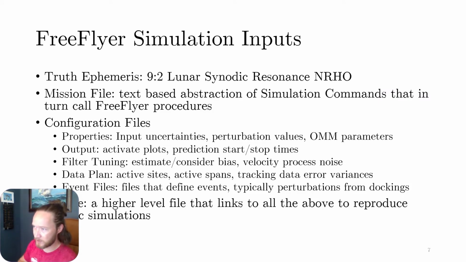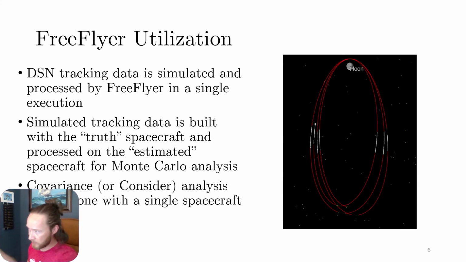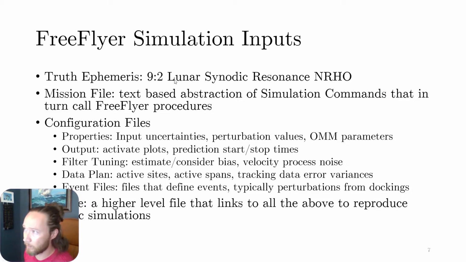So the simulation whose screenshot you just saw here. The inputs for that are our Truth ephemeris, that phased NRHO that avoids eclipses. We also have a mission file that we're going to talk about. It's a text-based abstraction of simulation commands that tell FreeFlyer what to do, and we'll talk about that more in the next slide. We also have a slate of configuration files, such as property files, an output file, a filter tuning file, a data plan file, and event files.